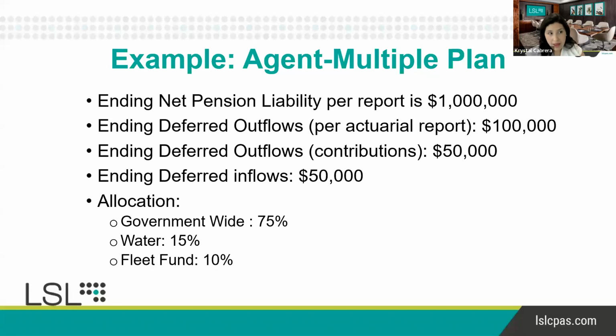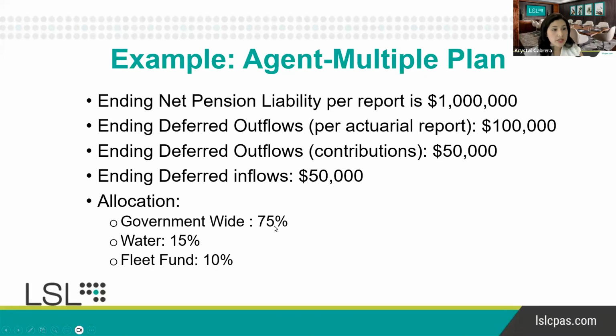If I have a net ending pension liability on my report of $1 million. I have deferred outflows on that actuarial report. So in that schedule that I showed you previously, we have $100,000 as our deferred outflows. We have deferred outflows for our contributions of $50,000. So when we look at that table previously and what's going to be on our footnote, the total deferred outflows will be $150,000 this year. And then we have the deferred inflows for $50,000.